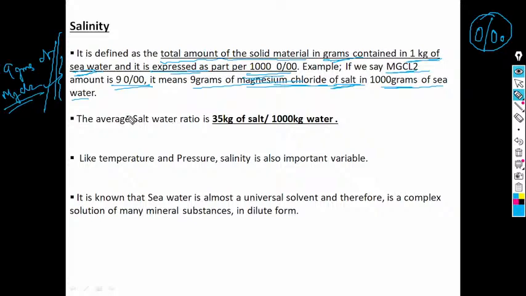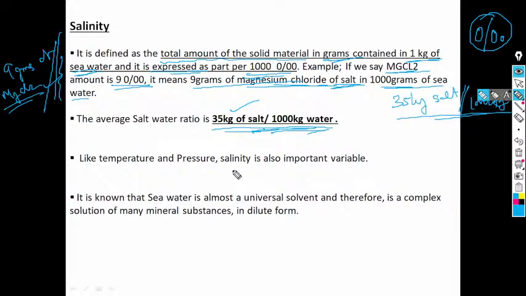That is counted as the salt content in the water. The average salt ratio is 35 kg of salt per 1000 kg of water. Like temperature and pressure, salinity is also an important variable.